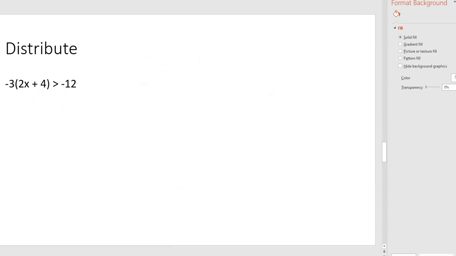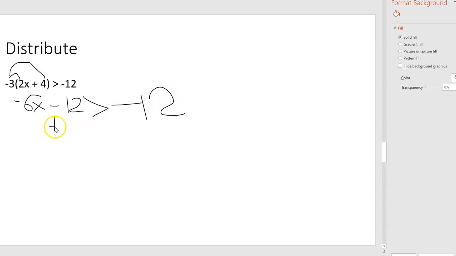Okay, for distribution, you're going to do the rainbow. So to do the rainbow, we times it here and we times it here. Negative 3 times 2 is negative 6x. Negative 3 times negative 4 is negative 12. Is greater than negative 12. Next, I add 12 to both sides. At this point, it's a two-step. You guys know two steps. Add 12 here. Add 12 here.